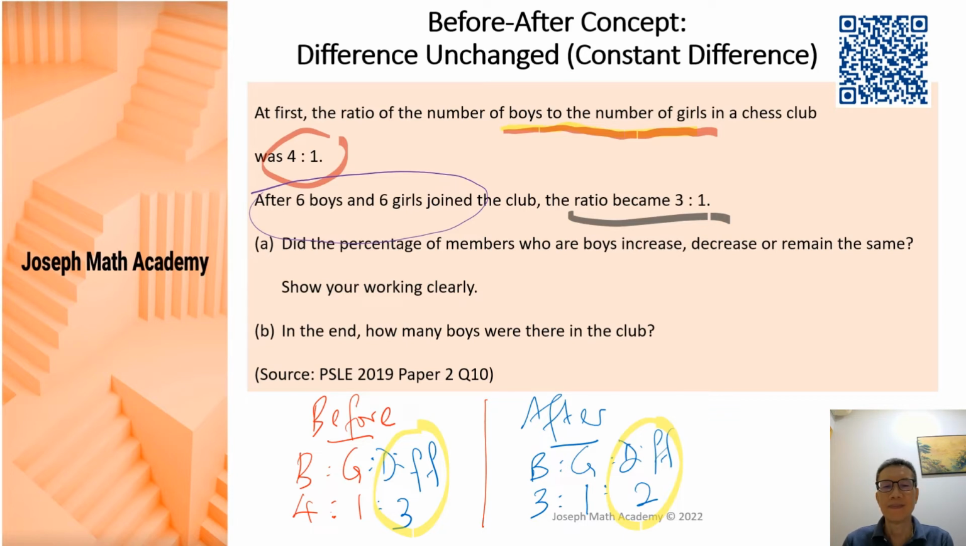So we apply what we have learned in primary 4, common multiple. Okay, so the first ratio, we multiply by 2, so that we get the difference 6 units, and we also have to multiply the after ratio by 3, so that the difference becomes 6. Okay, so bearing this in mind, I'm going to move on to the next slide to continue from here.